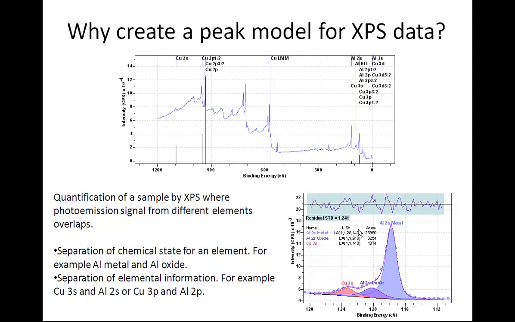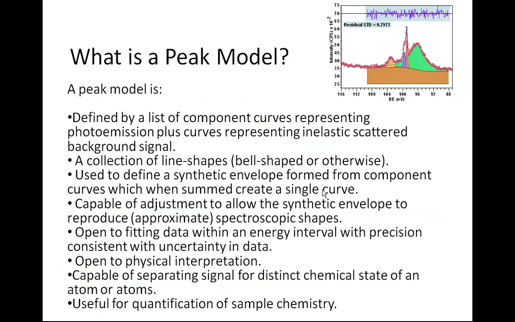On top of this there may be different oxidation states of aluminium or even different oxidation states of copper, and in order to separate different oxidation states, a peak model, as can be seen here, is an essential part of analysing XPS data. So what do we mean by a peak model for XPS data?